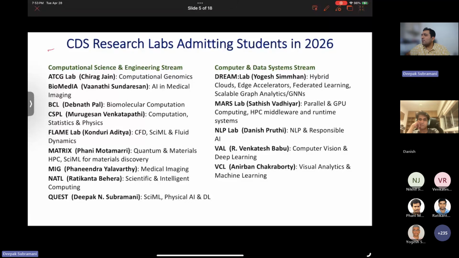Is the NLP lab working on foundational architectures? I mean, you can write an email to the faculty and ask what are the kind of problems that they are working on. That will be the best way. But if you are interested in foundational model development, my lab is working on foundational model development, scientific machine learning, and multimodal AI.